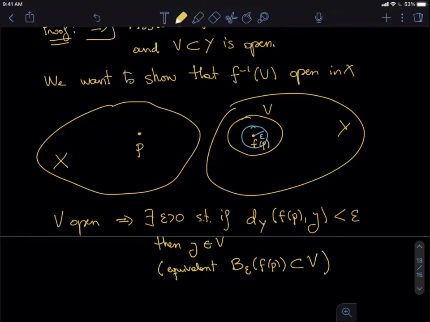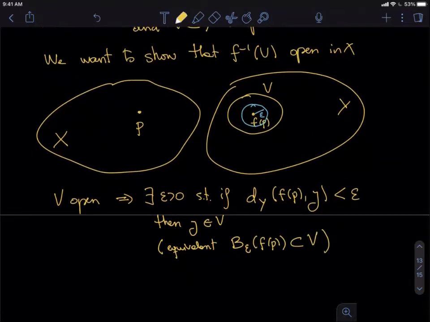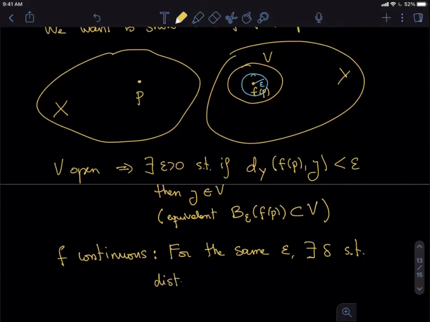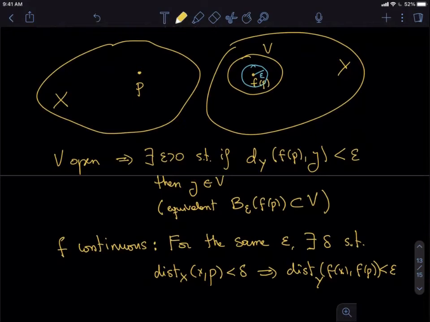Now, because F is continuous, for the same epsilon, that means given epsilon, there exists some delta that depends on epsilon, such that if the distance between x and p is less than delta, then the distance between f of x and f of p is less than epsilon. And these are the distances in X and Y.